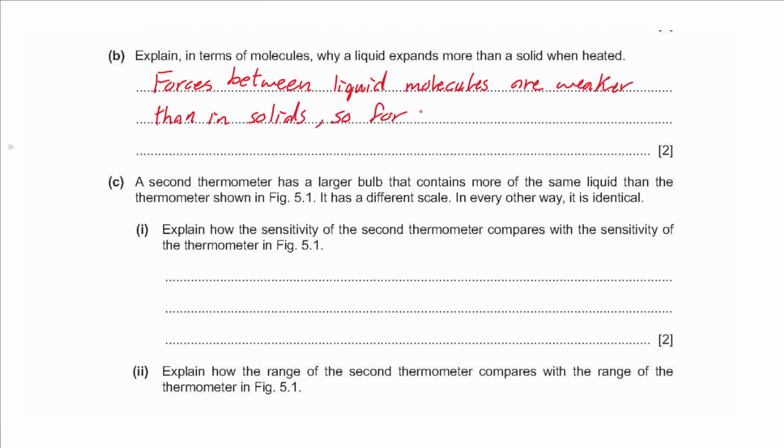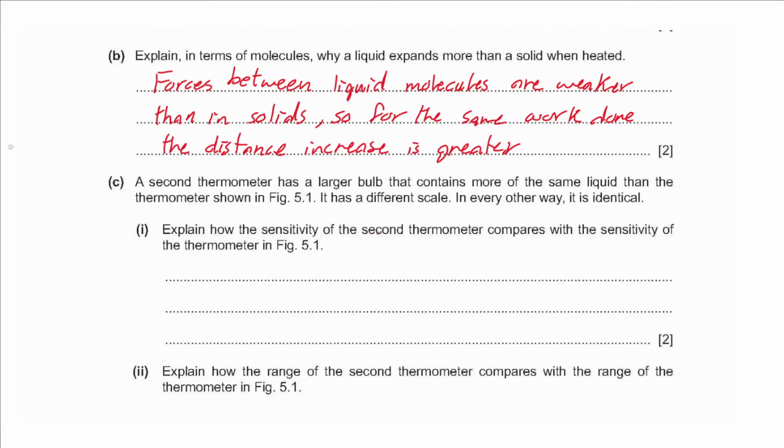So for the same work done, the distance increase is greater. Since work is equal to force multiplied by distance, as force decreases, distance increases. Part C says a second thermometer has a larger bulb that contains more of the same liquid than the thermometer shown in figure 5.1. It has a different scale. In every other way, it is identical.